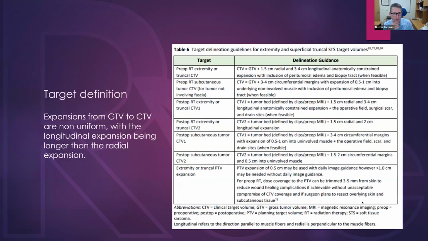This is from the ASTRO Clinical Practice Guideline, and you can see here that there are different methods for creating CTVs from GTVs, depending on whether you're pre-op or post-op. When you're post-op, you might have a boost, so there are different definitions for the CTV1 and CTV2 with different expansions. But in general, you can see that radially we're doing 1.5 centimeters, and longitudinally it's more like 3 or 4 centimeters. So fairly large CTV expansions, and these CTV expansions are non-uniform and go in different directions depending on the direction of the muscle fibers.